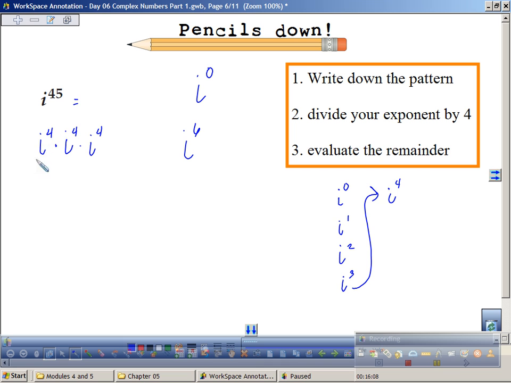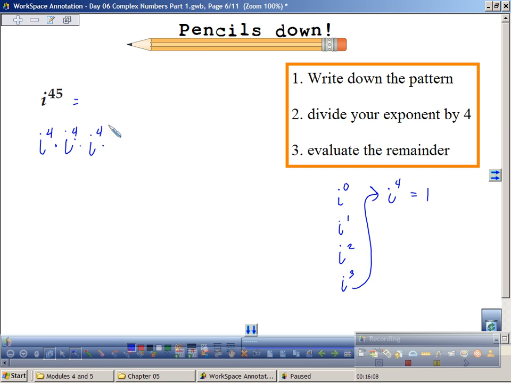If I know i to the 4th is always going to be 1, couldn't I say, instead of writing this all out, i to the 4th times i to the 4th times i to the 4th, how many i to the 4ths am I going to write? Can you tell me? I'm going to write 44 of them before I get to 45. A lot. How many? How do we know 11? Because 11 times 4 is 44, right?